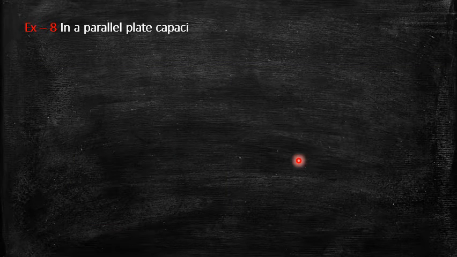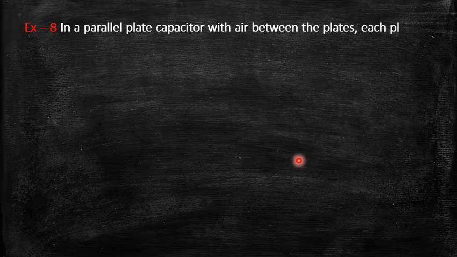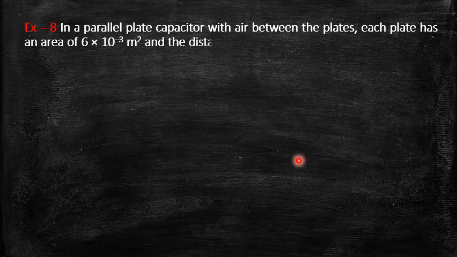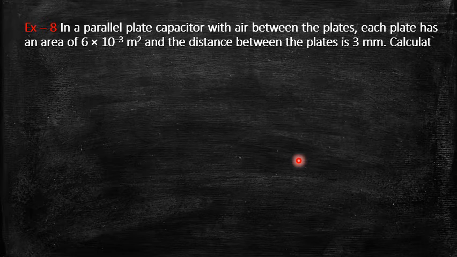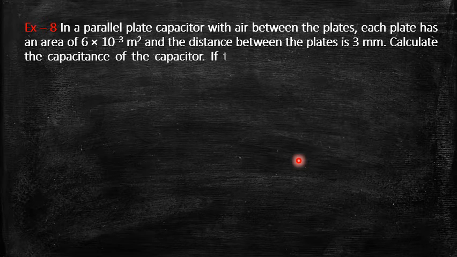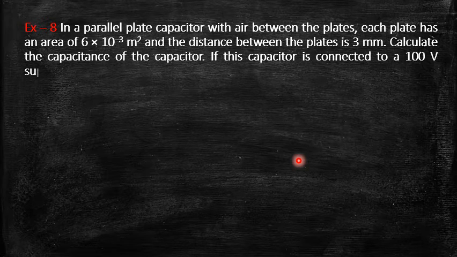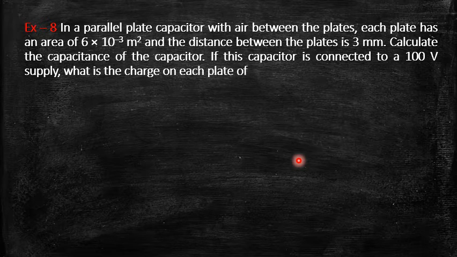In 8.1, we are given a parallel plate capacitor with air as the medium between two plates, and we are given the area of the plate, 6 into 10 raised to minus 3 meter square. The distance is also available, 3 mm, and we are asked to calculate the capacitance of the capacitor, and if this capacitor is connected to a 100 volt supply, what is the charge on each plate of the capacitor? Very easy one.